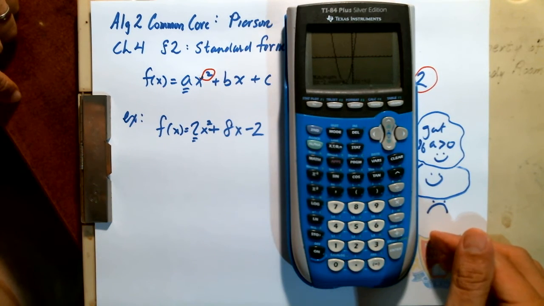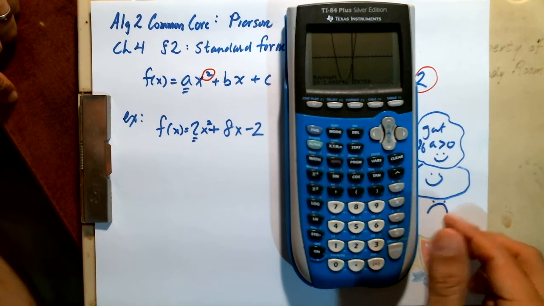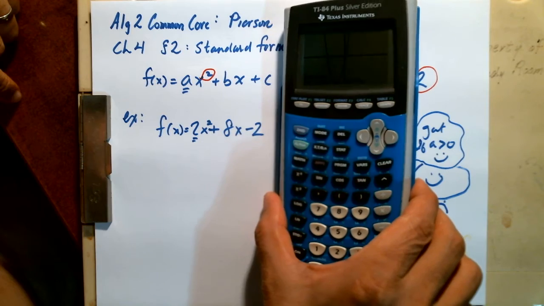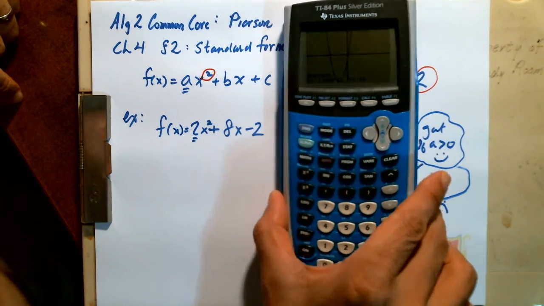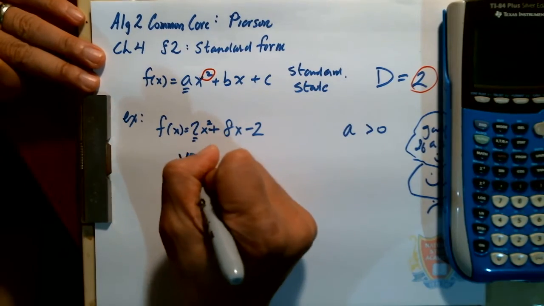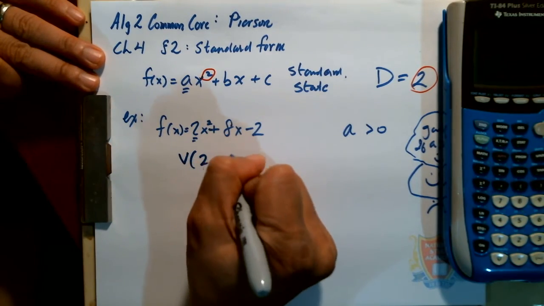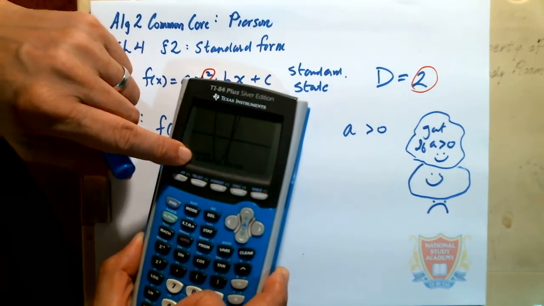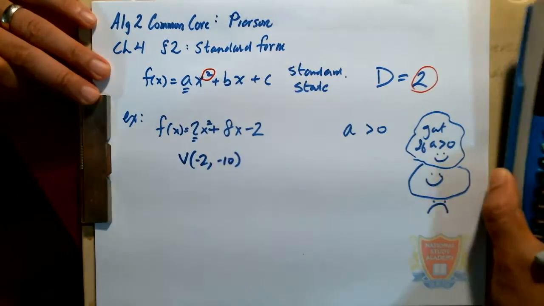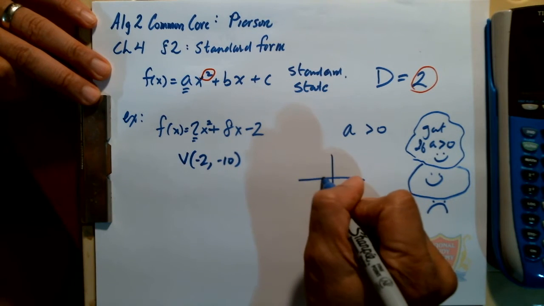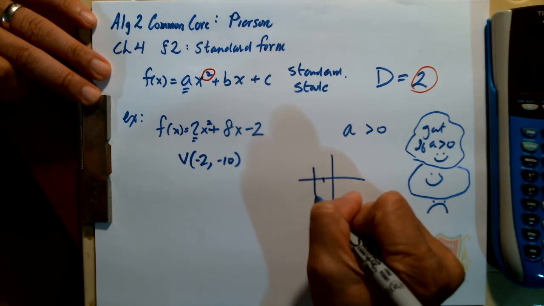As soon as you press enter, it comes out to be 2 and negative 10. Is that right? The vertex happens to be 2 comma negative 10. Oh, excuse me, negative 2. There's a negative right there. Negative 2, negative 10. Okay? I know that's negative 2, negative 10. It's going to look something like this.